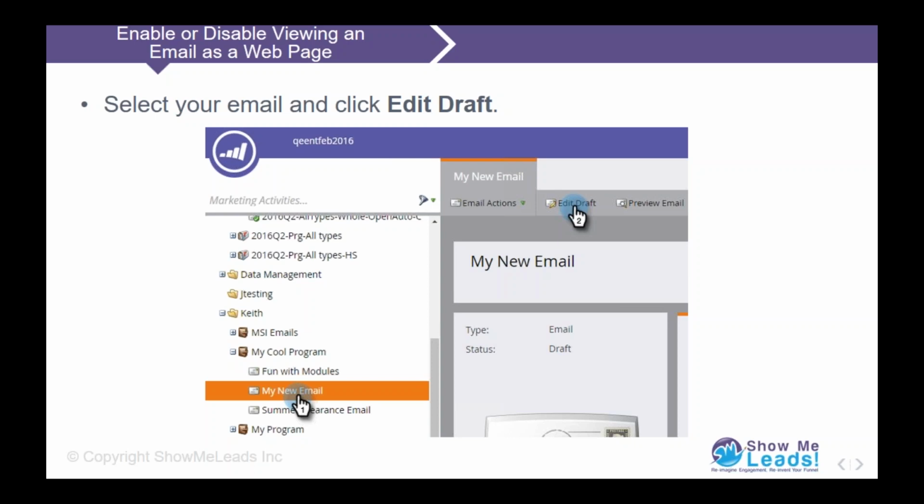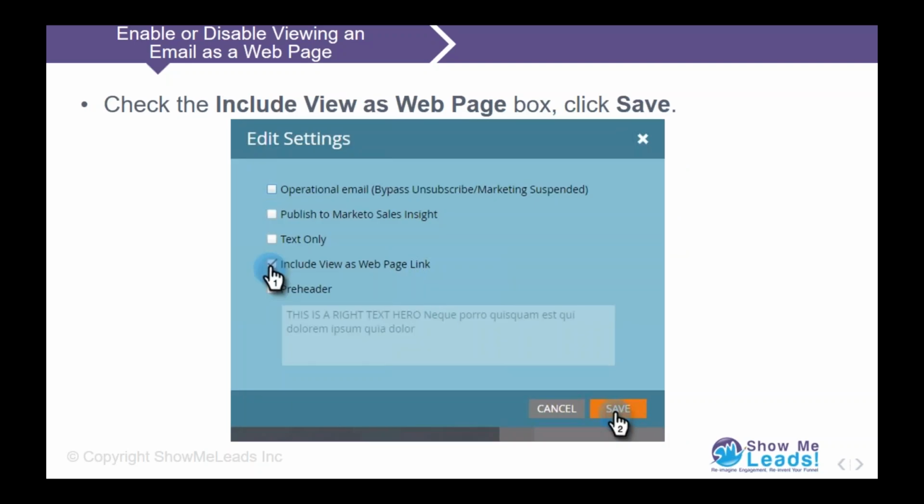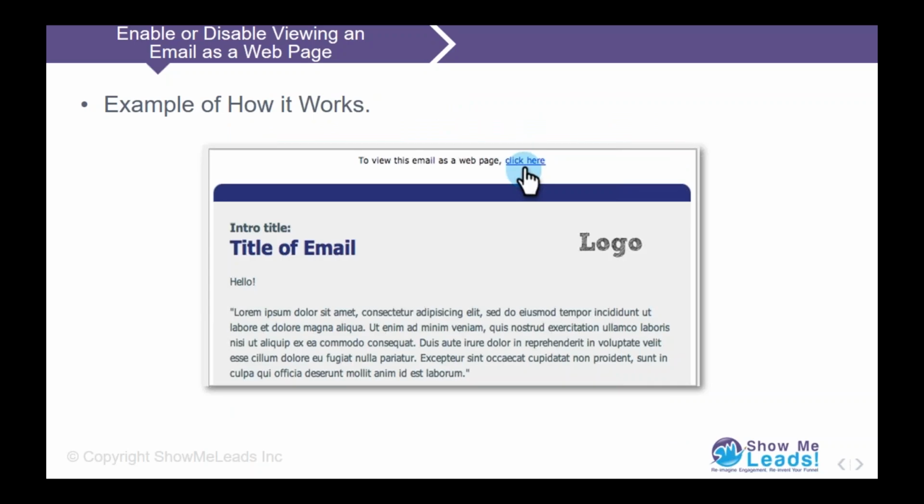So what you can do is go to Edit Draft and go to Email Settings, and there is a simple checkbox, and that's really all there is, to have Include View as Web Page Link. Really easy to do. And what happens? Well, at the top, you'll get a link to view this email as a web page. Click here. That will simply open up the email as a web page, and you'll be able to navigate it as if it was a web page. All the links will work, that sort of thing. It's basically just another way to view the email.